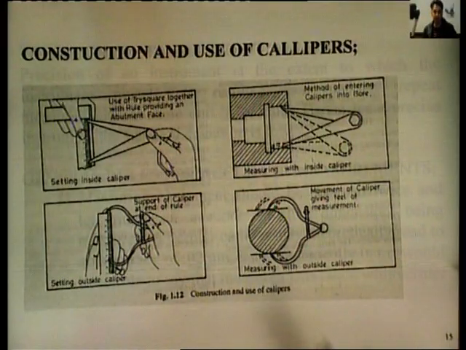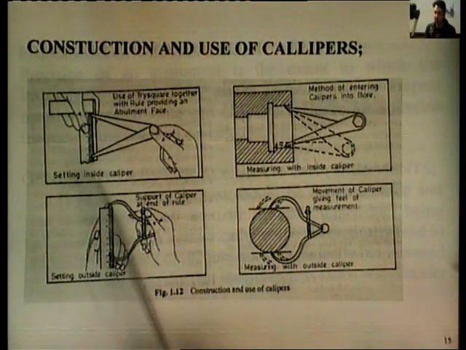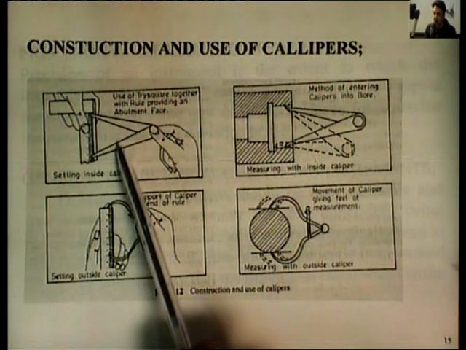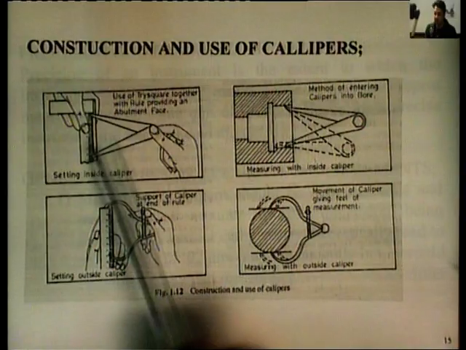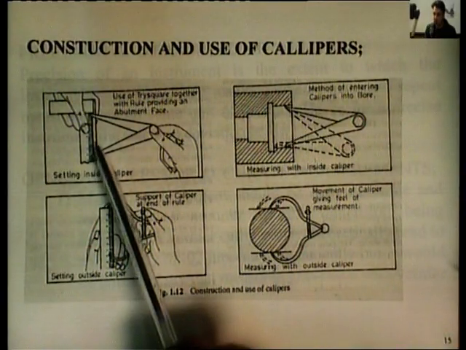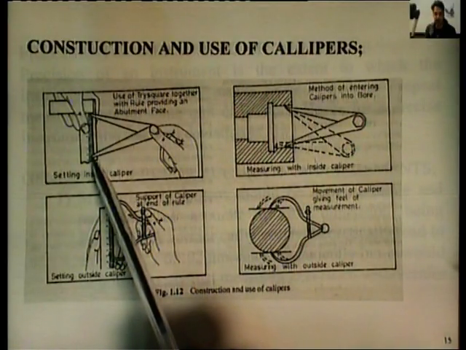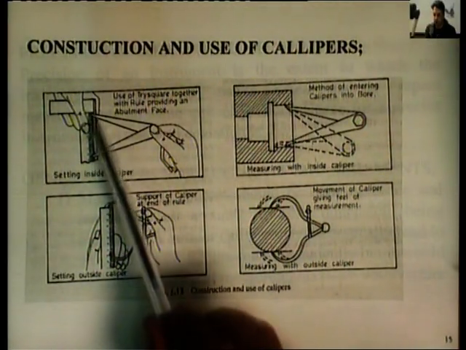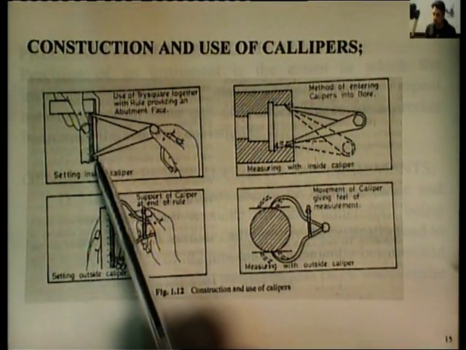So over here we should understand the construction and use of the calipers. We need to use them in a proper way. Over here we see that an inside caliper is being used on the engineer's tri-square. So, over here the upper arm is butted with the edge of the tri-square and the lower arm is giving the reading. So, these 2 points are in one line and they should not be twisted.